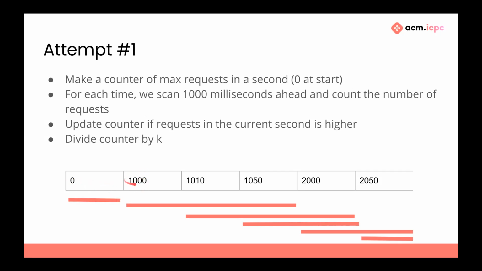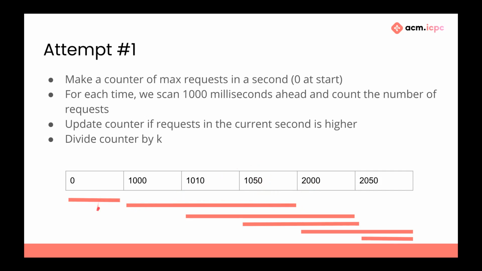Similarly, if we use 1000 as our starting time, we would scan through the array. The first thing we would see is 1010 milliseconds, and that would be in the same second as this, because 1010 minus 1000 is 10, which is less than 1000. Similarly, for the next one, we would do 1050 minus 1000, and that's in the same second. It's only 50 milliseconds away. And then we would continue to do the same thing with 2000. However, 2000 minus 1000 is equal to 1000, so it wouldn't be in the same second, so we would end here. And we know that all of these requests are made in the same second.